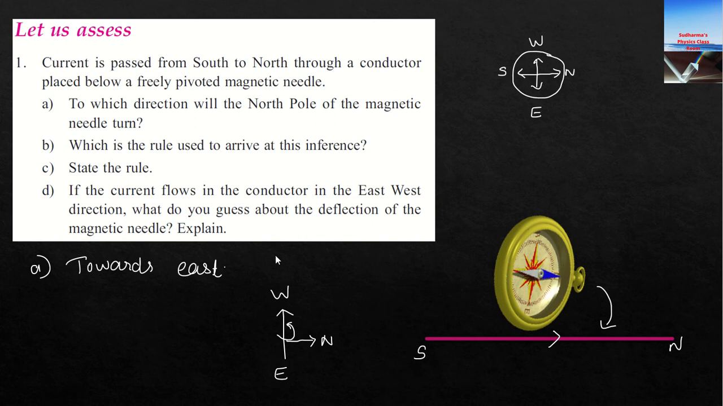Now what happens when current is from east to west? We get an anti-clockwise magnetic field, but the compass needle deflection is towards north. So already it is in the north direction, so there is no deflection seen in the compass needle. That is the answer for the first question.